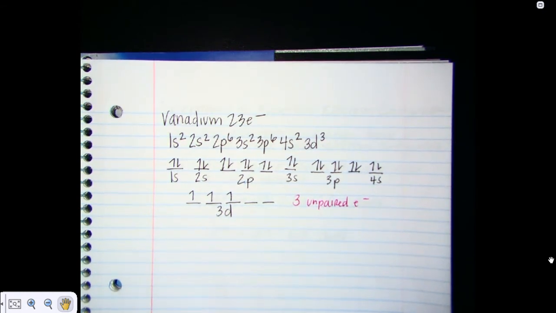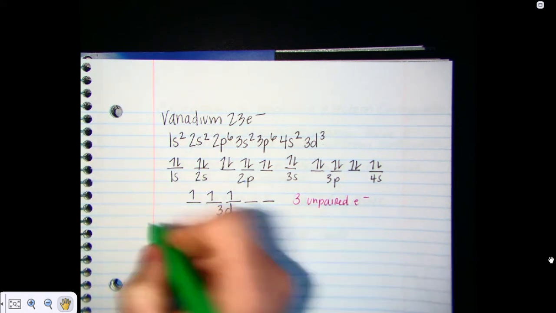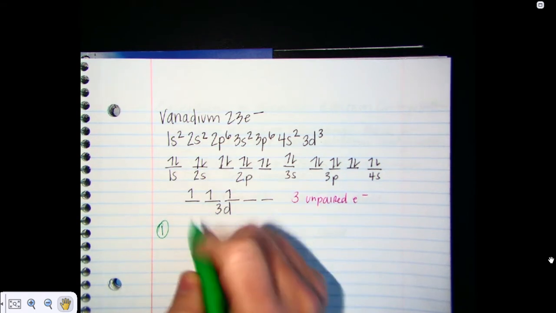So what can I ask you about this? Well, there's a series of different questions I can ask you when you write out an electron configuration, or if you're given an electron configuration that asks you to analyze what you're seeing here. So we're going to go over 3 of those examples with this vanadium. So let's look at the first question. First question is, what is the highest energy level?